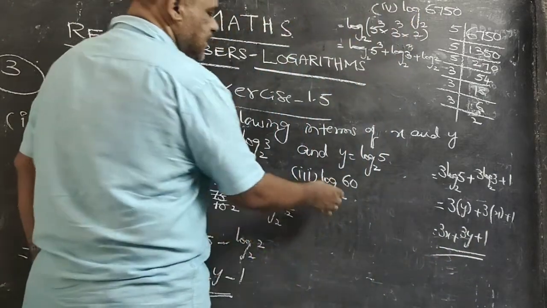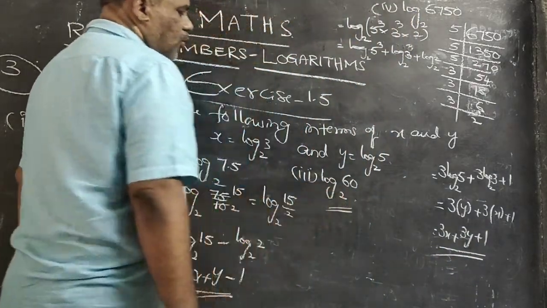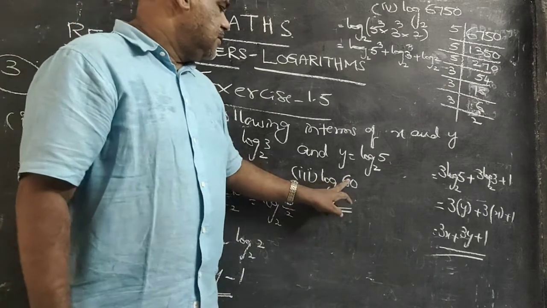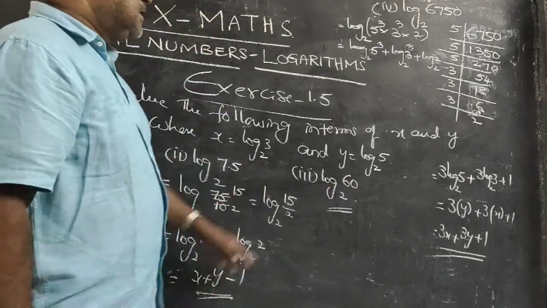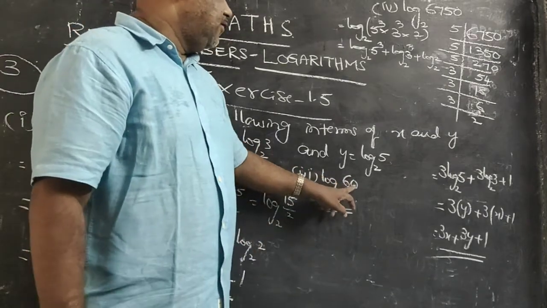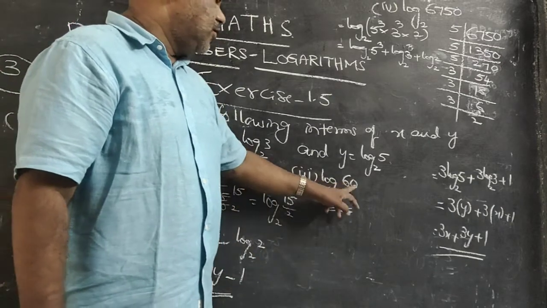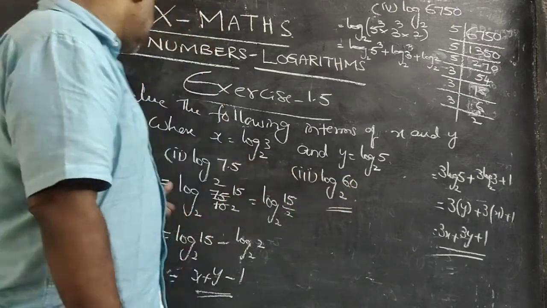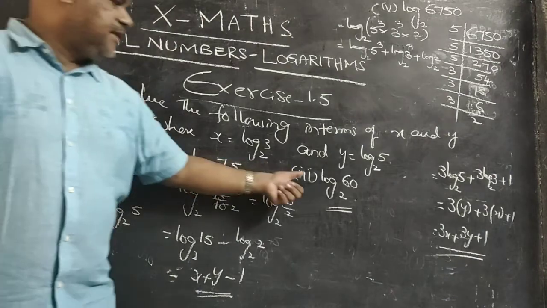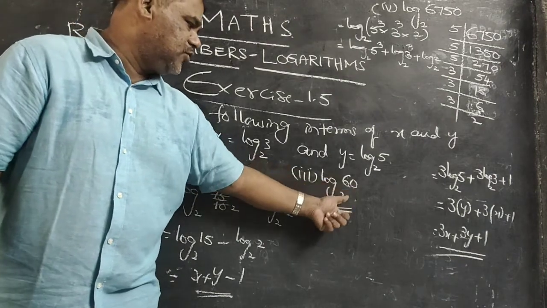This log 60 base 2, you try at home, it is very simple. The factors of 60 are 3 into 5 into 4. 15 4s are 60. 15 means 3 into 5. So you complete this third one, log 60 base 2, you can do this.